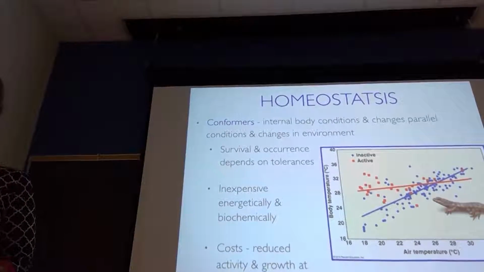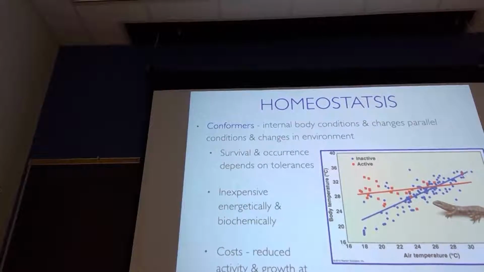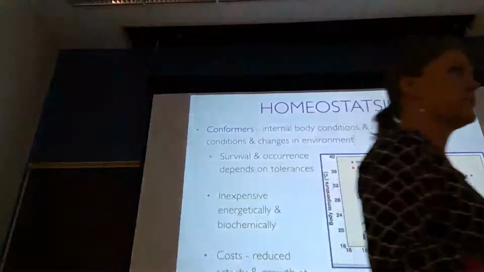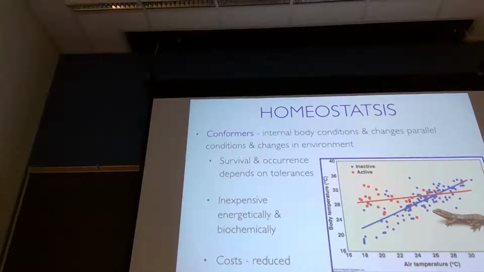As an animal, you might move physically to a place that meets your conditions better. And we see that as one of the adaptations in conformers all the time, that they migrate on different scales in order to maintain body temperature, moisture levels, to move through low nutrient conditions.